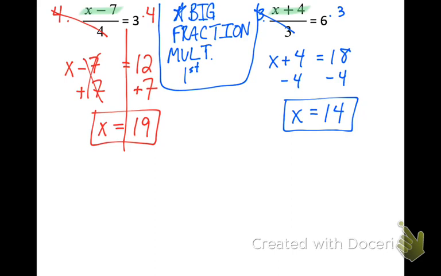When I would plug this 14 back in, I'm going to do it in a different color actually. If I would plug that back in, it would be 14 plus 4 on the top divided by 3 and make sure that that's equal to 6. And so I would do the top first since I've got that big fraction. 14 plus 4 gives me 18, and then 18 divided by 3 gives me 6. So I'd be good from there.